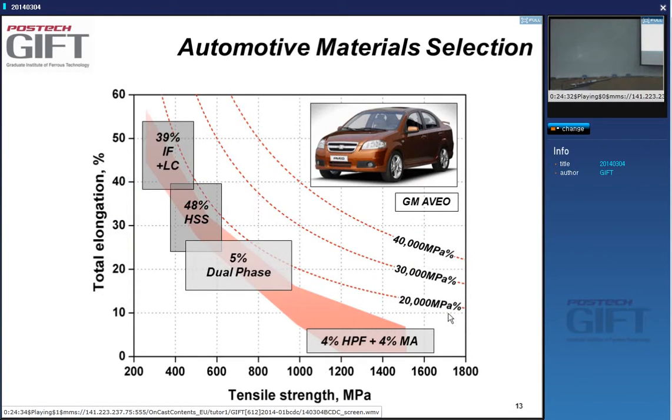Okay. Right. And so, in particular, if you look at the materials that are being used to make a traditional sedan, for instance, this Chevy Aveo, which is produced in Korea today, we make the body of the car with the steels shown in this graph. And this graph shows the properties of these different steels, total elongation against tensile strength.